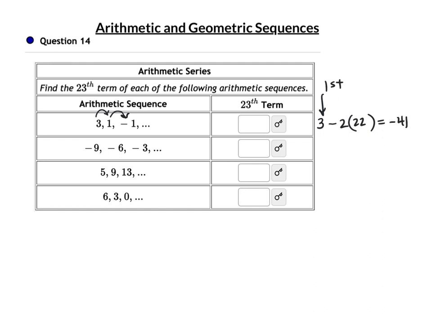For the second one, we're increasing by 3. We add 3 each time, from negative 9 to negative 6, from negative 6 to negative 3.